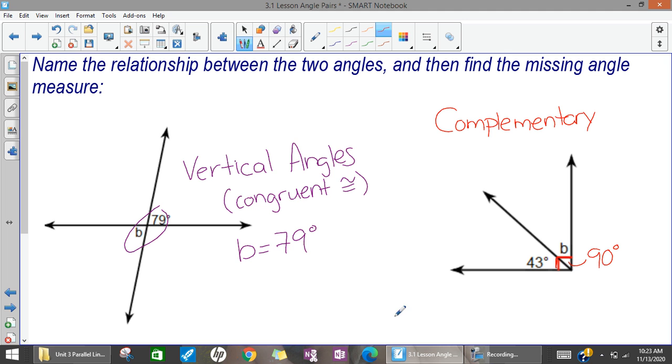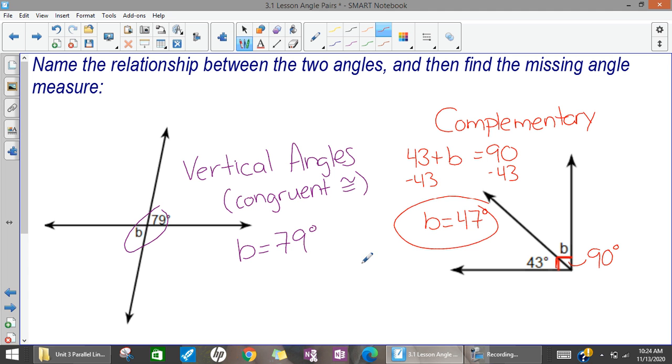And complementary angles add to 90 degrees. So this 43 plus this angle B that we're looking for should be equal to 90. And now we just have a simple one-step equation to solve. I'm going to subtract 43 from both sides and figure out that B is 47 degrees. I should circle my answers.